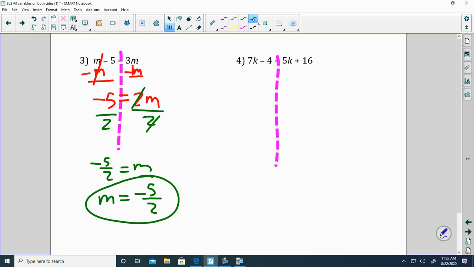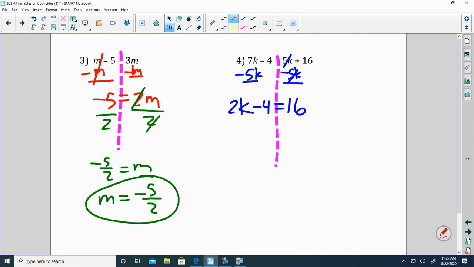Number 4, again, we're going to do our equal sign all the way down as the dashed line. We're going to choose, let's move the k on both sides, so I'll move the smaller k over. So these cancel each other out. 7 minus 5 is 2, so I get 2k. The minus 4 comes down, equals 16.